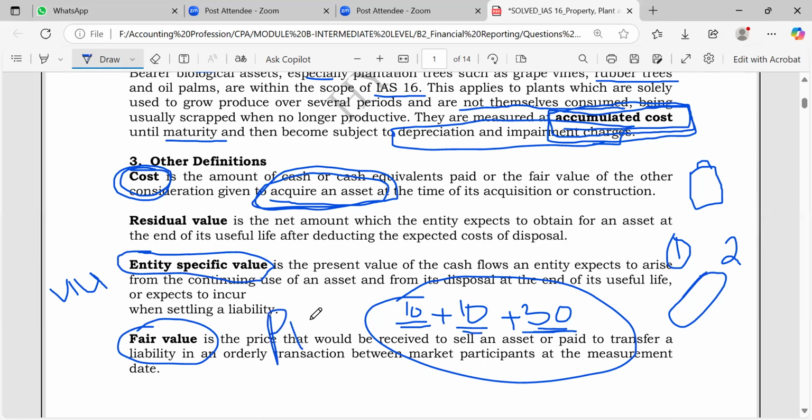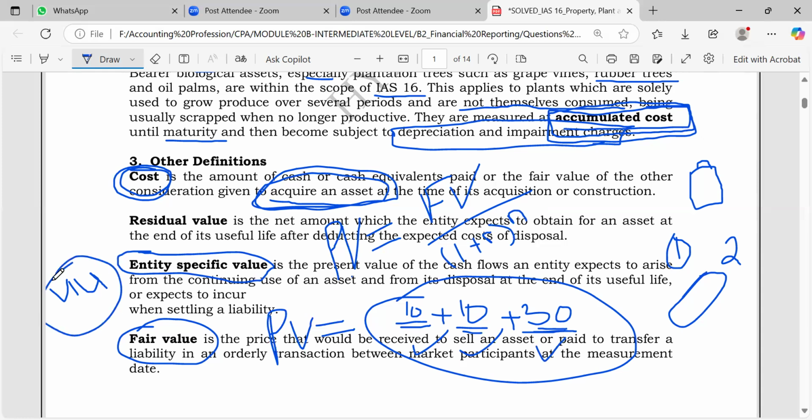Present value. You have to get used to this term very well because in financial reporting, computation of present value is so common, right? So present value of a single sum is usually equal to future value over 1 plus r to the power n, where r is usually the discount rate, raised to the power of n, right? So you discount these cash flows and you get the entity specific value. That's why you sometimes call it value in use.